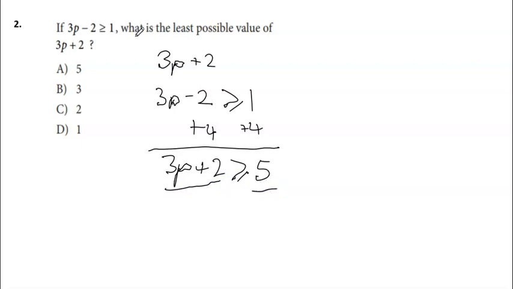So it says, what is the least possible value of 3p plus 2? Least means greater than or equal to. So we got A as our answer.